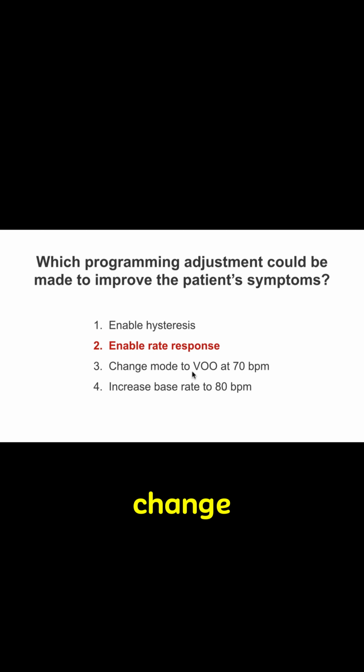Now, if we'd have changed the mode to VOO at 70 beats per minute, we would have seen a very similar graph, with the heart rate being fixed at 70 beats per minute for the whole time.